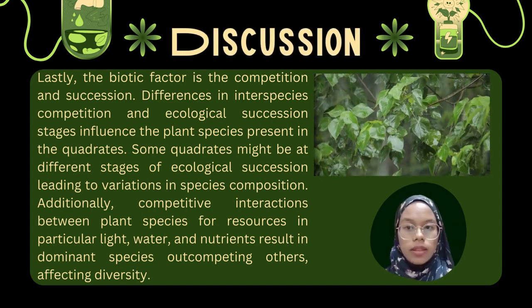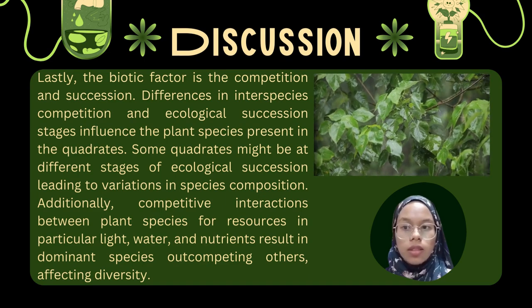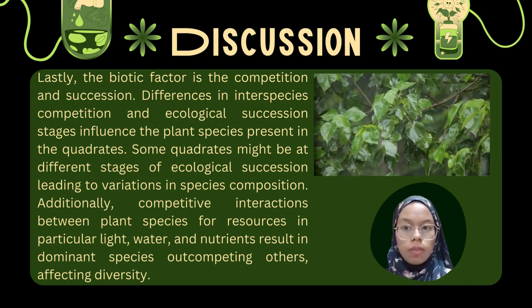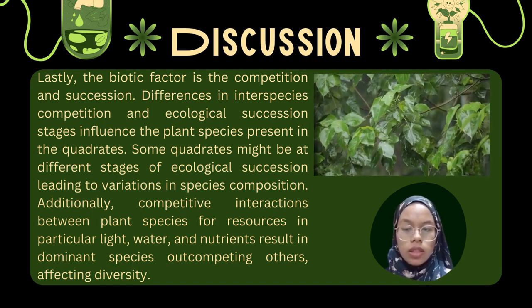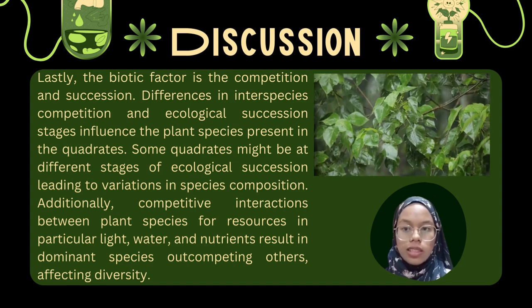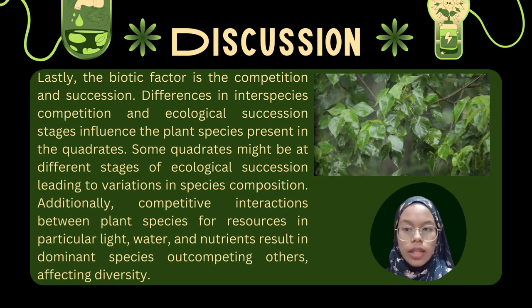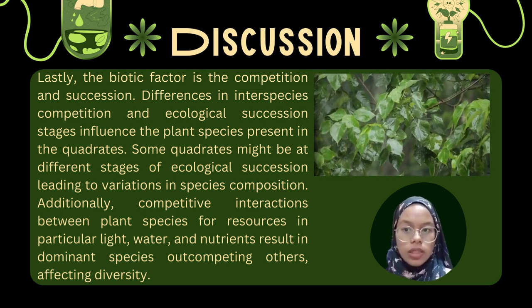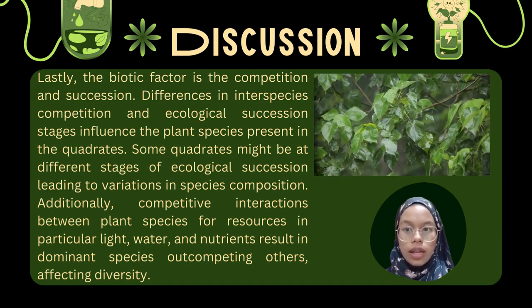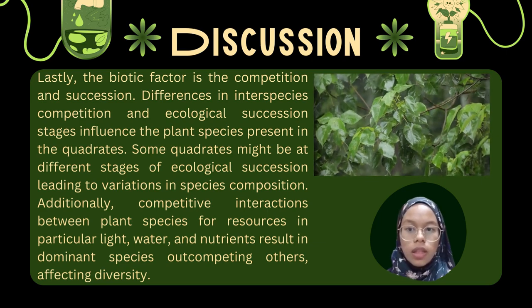Lastly, the biotic factor is the competition and succession. Differences in interspecies competition and ecological succession stages influence the plant species present in the quadrats. Some quadrats might be at different stages of ecological succession, leading to variation in species composition. Additionally, competitive interactions between plant species for resources, in particular light, water, and nutrients, result in dominant species outcompeting others, affecting diversity.